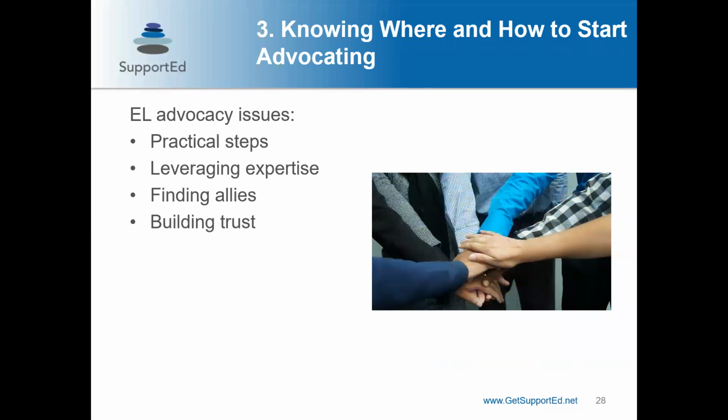And the final area that I'll touch on is knowing where and how to start advocating for English learners. Some issues are, we need practical steps to begin our advocacy. We need ways to showcase and leverage each of our different areas of expertise when collaborating and advocating. We also need help in finding and cultivating relationships with allies so we can advocate together and not separately. And finally, we need to be able to build trust in others and others' trust in us to be able to benefit our students.